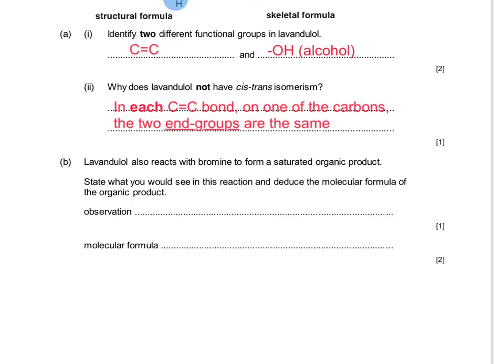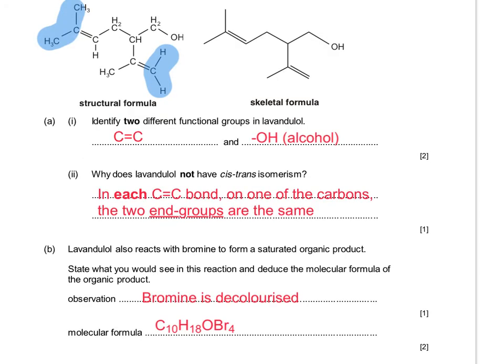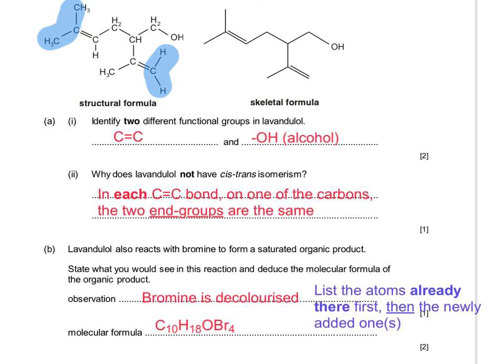Then it says lavandulol also reacts with bromine to form a saturated organic product. State what you would see in this reaction. Again, it's bromine decolorizing. And then they want us to do the molecular formula. So I'm just going to bring the structural formula of lavandulol down again. So we'd have C10H18OBr4. Why in that particular order? It's because what we need to do is list the atoms that were there to start with, and then any newly added ones. Because the bromines were added afterwards, the C10H18O were already there in the original lavandulol.